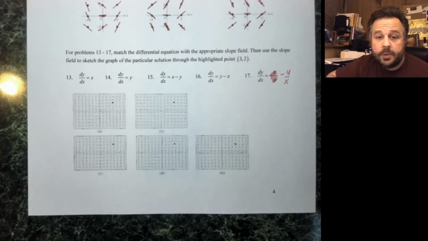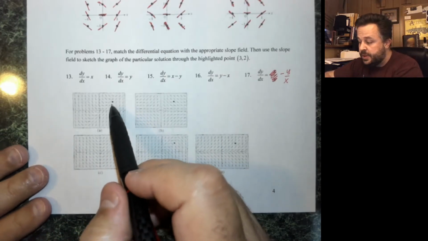Here we are on page 4, the second part of page 4, problems 13 through 17. They want us to match the differential equations with the appropriate slope field, then use the slope field to sketch the graph of the particular solution through the highlighted point (3, 2). So I would say the first thing I want to make note of here is this point (3, 2).